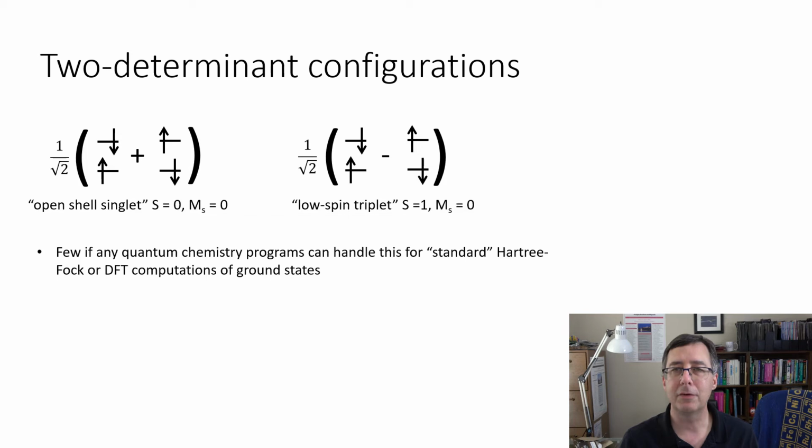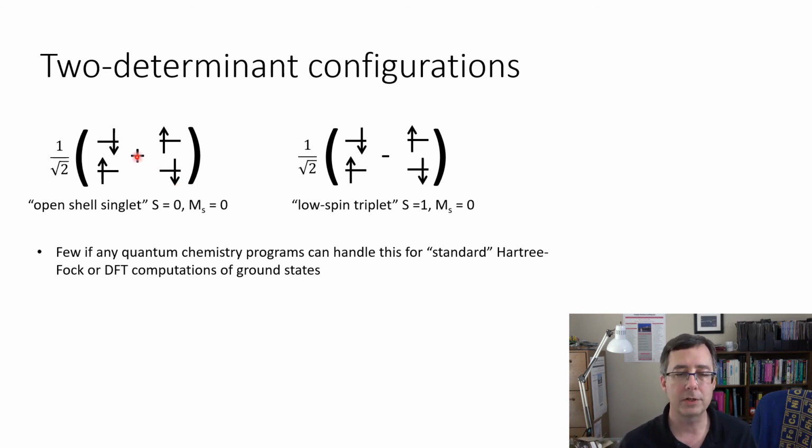Can we deal with these in quantum chemistry? Yes and no, depending on the situation. If you had some kind of situation where your ground state looked like this, which is a little rare, but it's not impossible, you'd be kind of out of luck because most programs can't handle a linear combination of 2 determinants when doing a Hartree-Fock molecular orbital calculation or a density functional theory calculation. It's just not coded into the software.